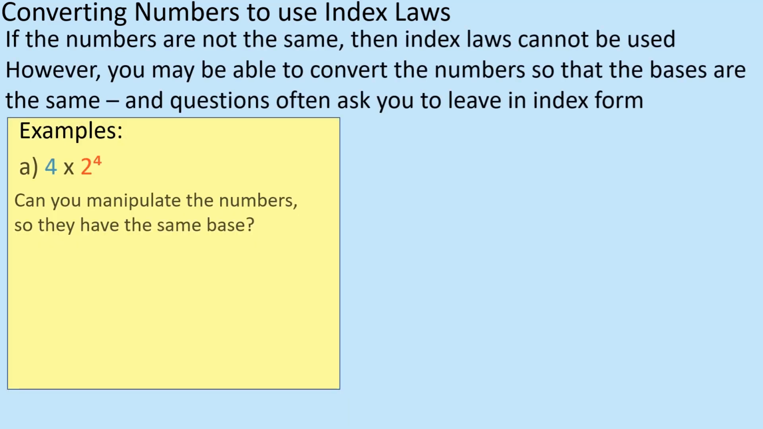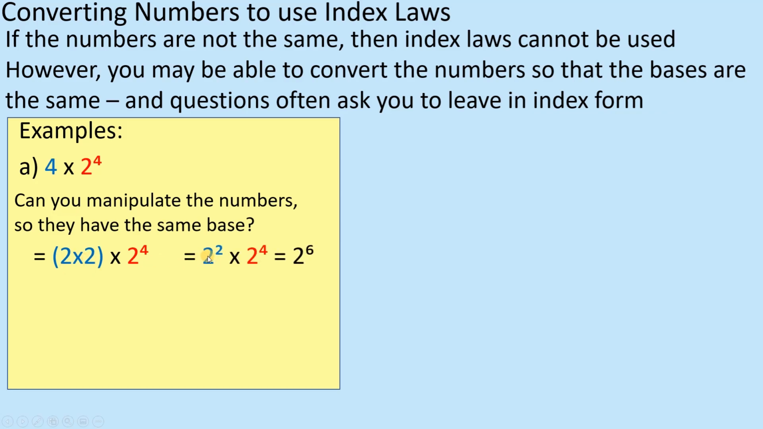So if you're given 4 times 2 to the 4, what we've done so far up until this point is you've had powers with the same base. And what you'll notice is the 4 and the 2 are different. So this doesn't work. I've got to manipulate the numbers so that they have the same base. So I'm thinking about the 4: what is that as a power of 2? Well, it's 2 times 2. So that is 2 squared.